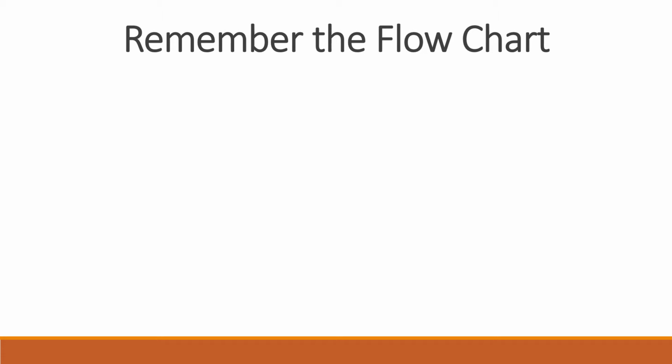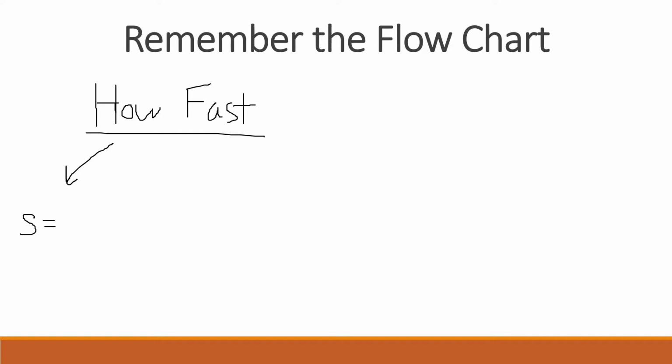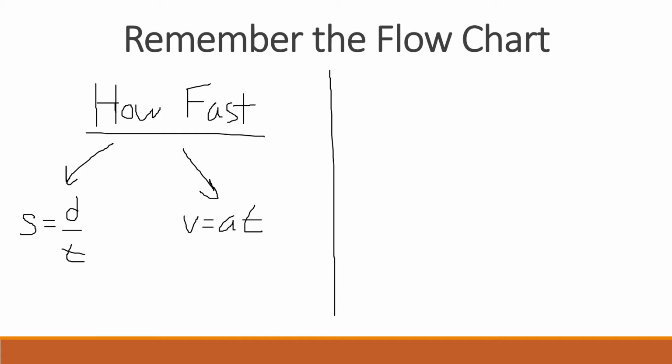And I want to be clear. I really need you to remember the flowchart. What do you mean, Bozzuto? What flowchart are you talking about? I'm talking about this flowchart. When a question says how fast, there are two equations you can use. You can use speed equals distance divided by time, or you can use velocity equals acceleration times time. These are the two equations that you can use when it says how fast.